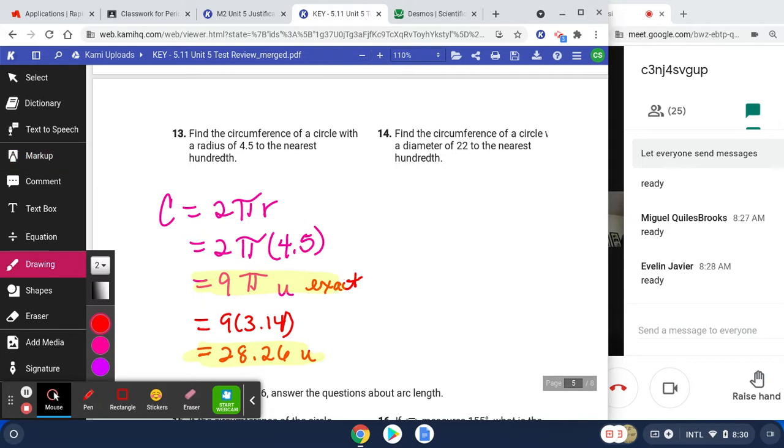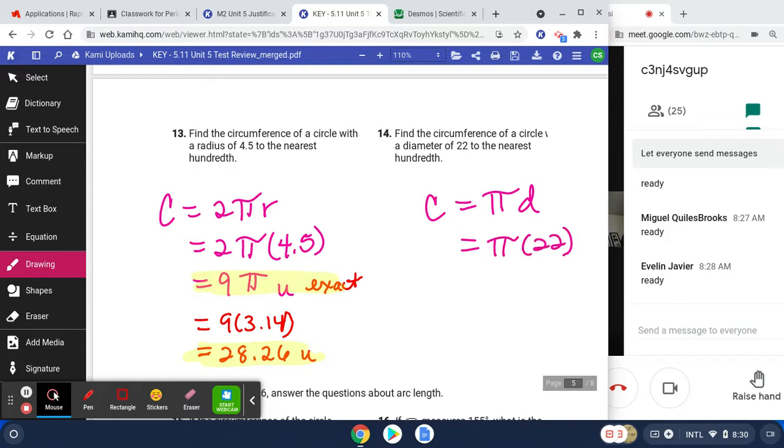Okay, find the circumference of a circle with a diameter of 22. Remember that we can also do circumference equals pi times diameter, because 2 radii is a diameter. So this time it's pi times 22, or 22 pi U for units. And then we multiply that by the 3.14. Let's see what this gives us. Again, doesn't need to be rounded, 69.08 U for units.